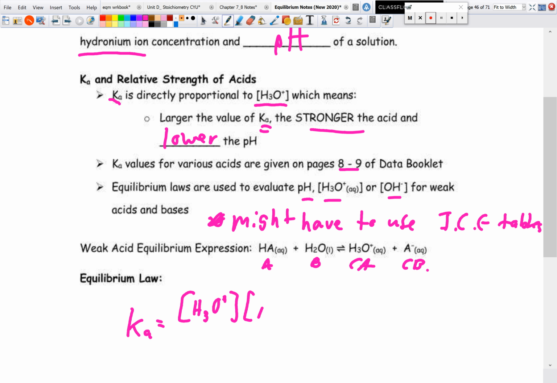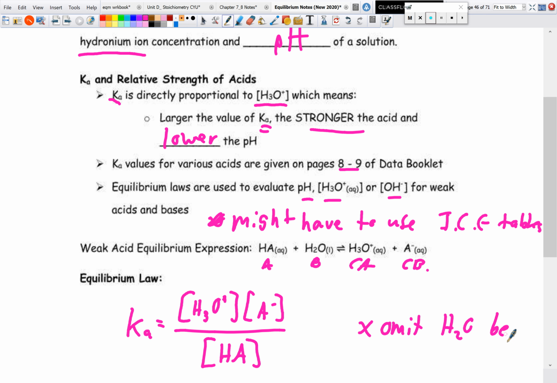So we write out our products over our reactants. Now remember, water is a liquid, and in all equilibrium expressions, we omit pure liquids. So that means we leave out H2O and we just have the concentration of our acid. And that is it. So omit H2O because it is a liquid.